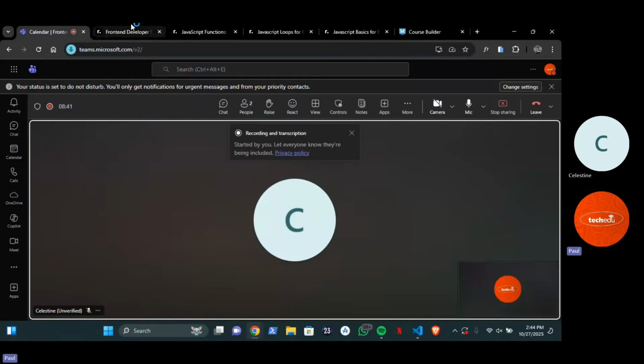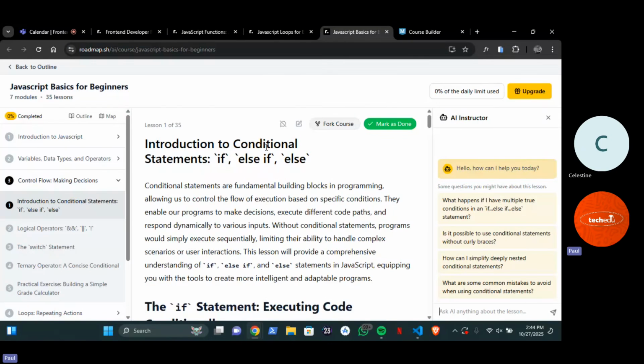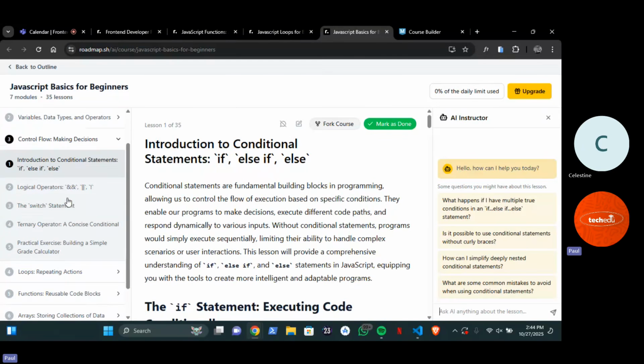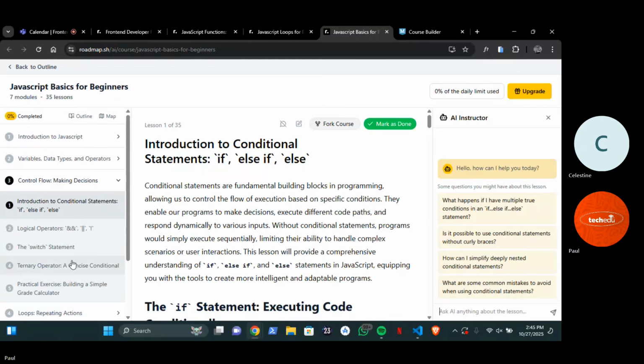All right. So welcome to another class. In this class, we'll be starting with control flow for making decisions. So we'll be talking about all of these things today. Then we'll move into functions. And if there's still time, we'll talk about arrays and objects. So first of all, let us go into control flow.